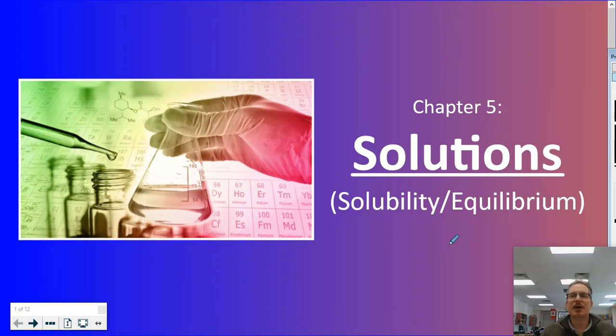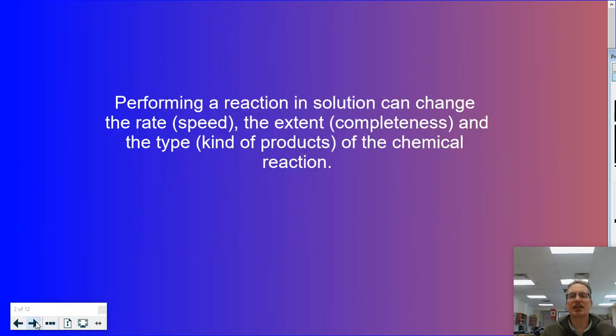Good morning, Chem 20s. Our lesson today is going to be on solubility and equilibrium. Performing a reaction in solution can change the rate, the extent, and the type of the chemical reaction.